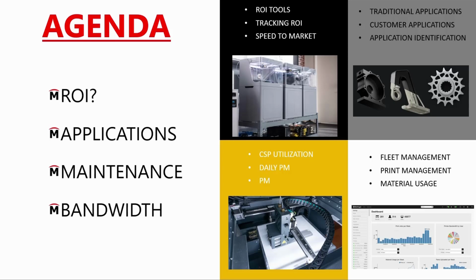Then Travis will join us and talk about maintenance on your machine, things you should be doing daily, weekly, monthly, and yearly, and proper customer success plan utilization. Then he will dive into machine bandwidth by discussing fleet management, print or queue management, and best practices on material management.